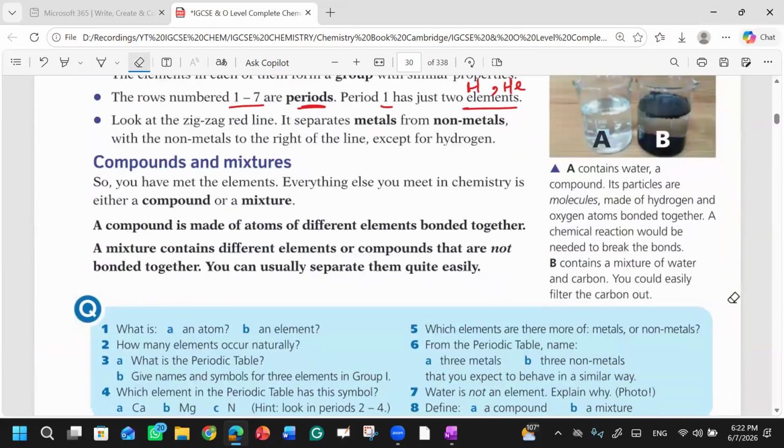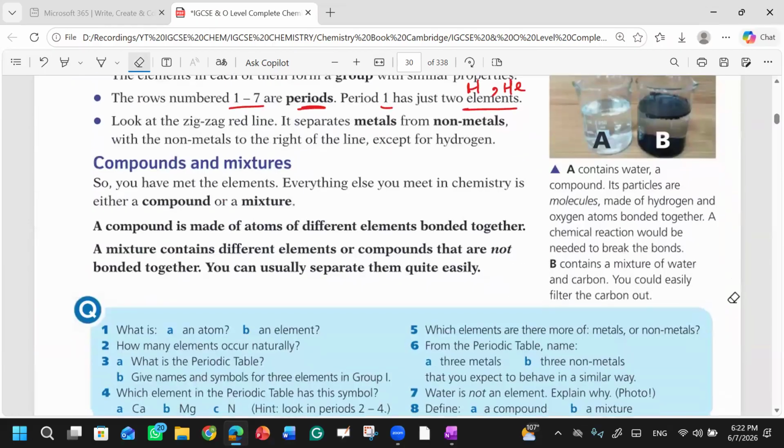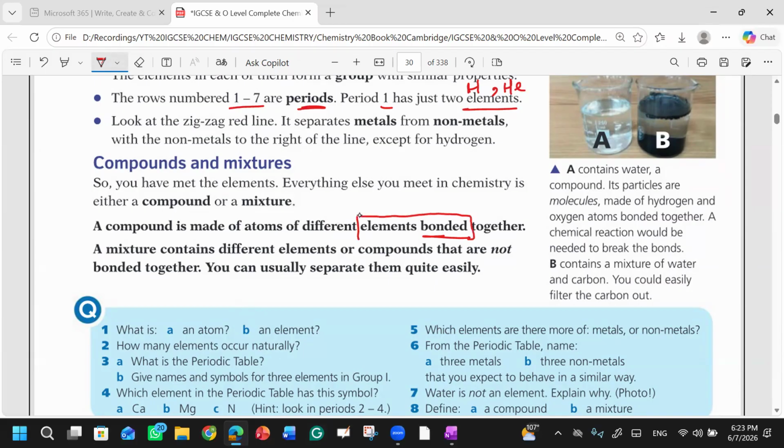Okay. Yeah, then the next thing, this is a very important concept of compounds and mixtures. Remember this: when you have a compound, there will be bonding. A compound always forms when different elements bond together. For example, you have hydrogen and you have oxygen. They combine. They are bonding actually.